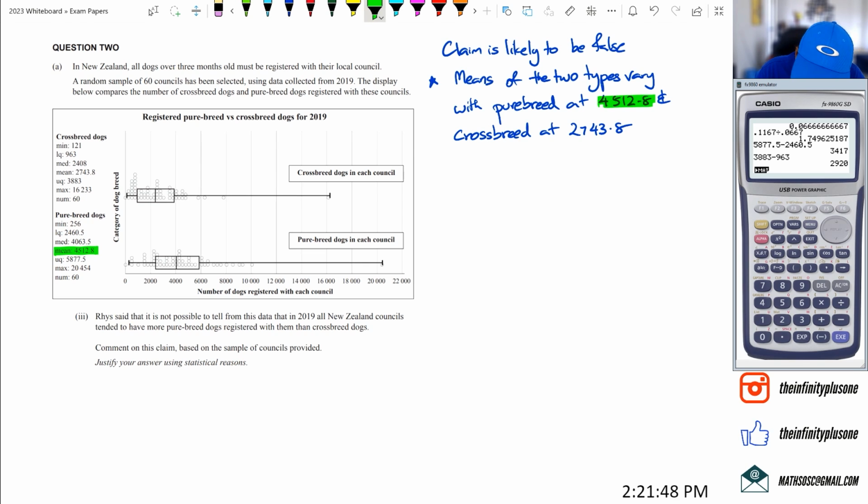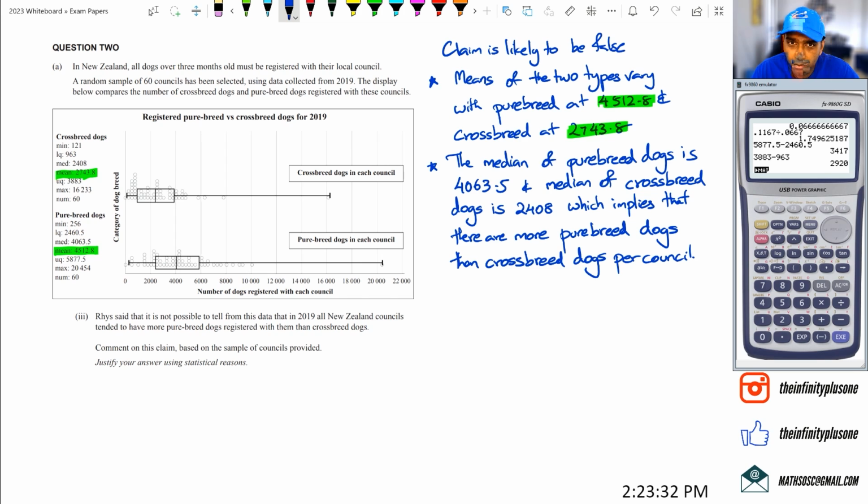4,512.8, and then crossbreed at actually about 2,743.8. Now that's a huge number. Even with those two outliers, there's a huge difference between these two numbers. And then Reese is actually saying that it is not possible to make that claim, right? So that's bullet point number one.